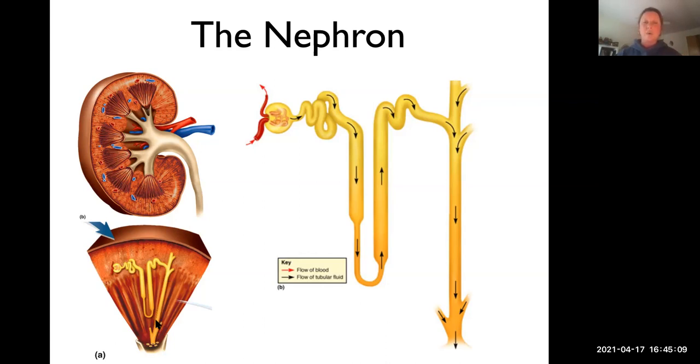In fact, it's going to work very closely with the nephron loops in order to take advantage of this salt trap that the nephron loop is creating. Okay, so that's the nephron.